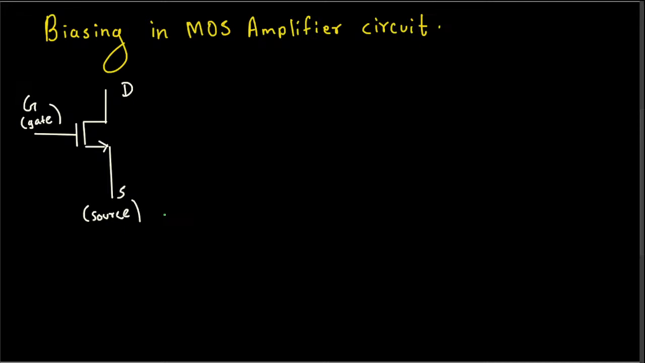Circuit. Here we have a MOSFET diagram. MOSFETs usually look like this, and it has a gate, drain, and a source. MOSFET is basically metal oxide semiconductor field effect transistor. That's the long name of the MOSFET. And the MOSFET is used as an amplifier.